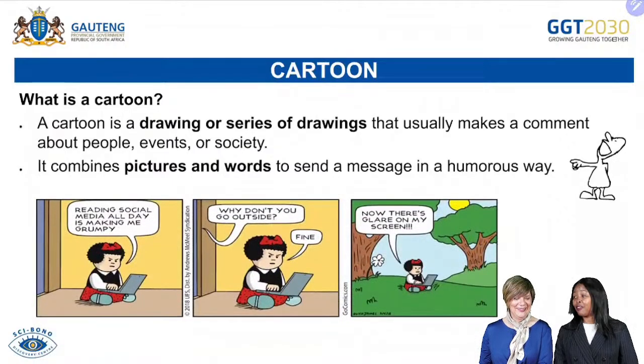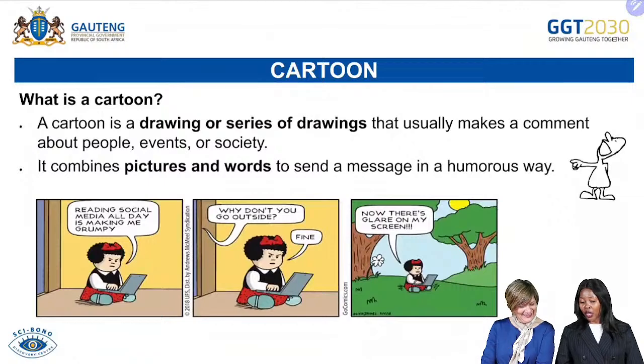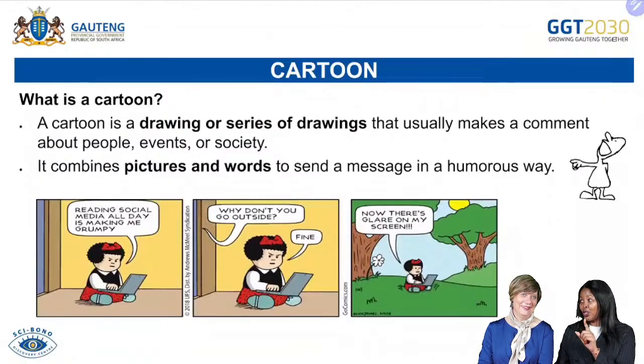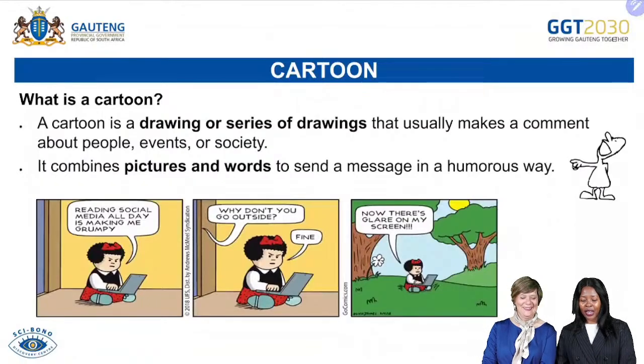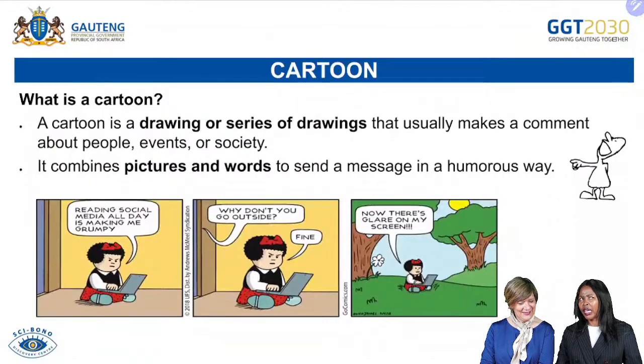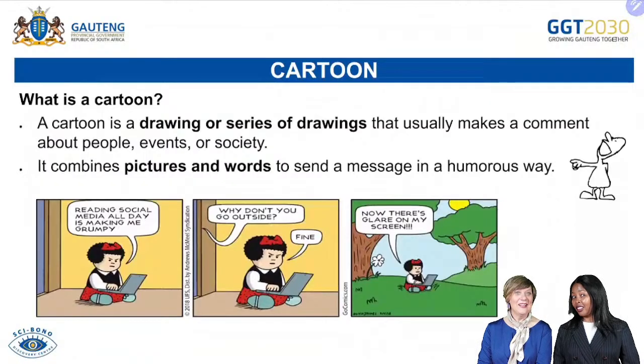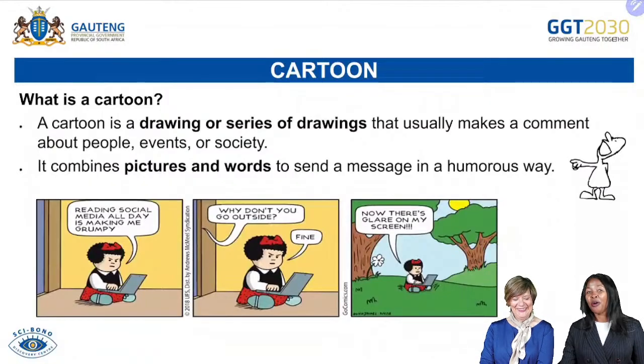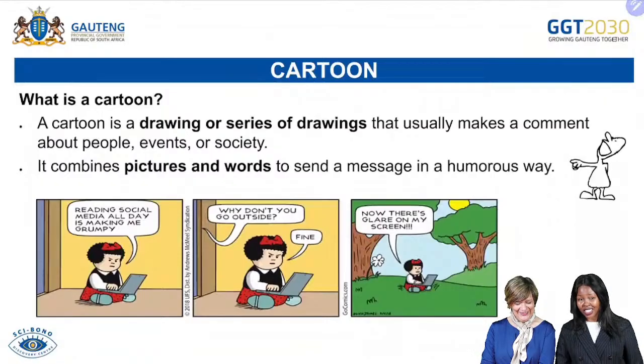We've given you a very simple example here, and we are going to look at this. We see in this cartoon, it's divided into panels, but I'm not going to say it because we have a short activity for you to look at. There's the lady, and she says, reading social media all day is making me grumpy. Why don't you go outside? That must be a voice from an adult or someone we don't know. Then she says, fine. What does she do? Moves outdoors. You will see the change in setting in where she is. And she says, now there's a glare on my screen.